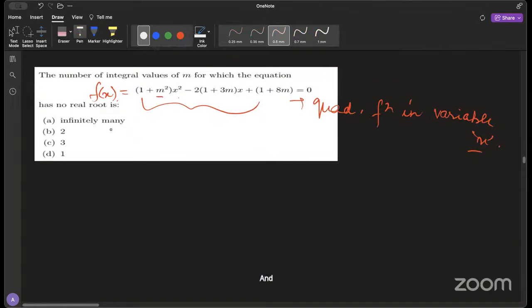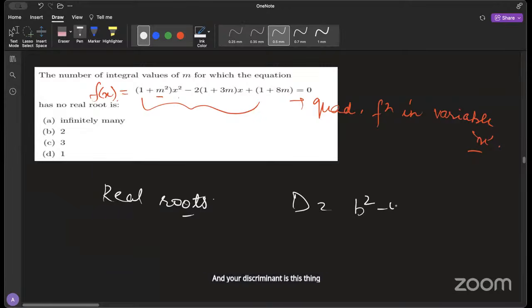And if you want to have real roots, what's the condition that D should go by? D should be greater than or equal to 0. The discriminant should be greater than or equal to 0. That means your discriminant is b square minus 4ac, and you want this thing to be greater than or equal to 0.